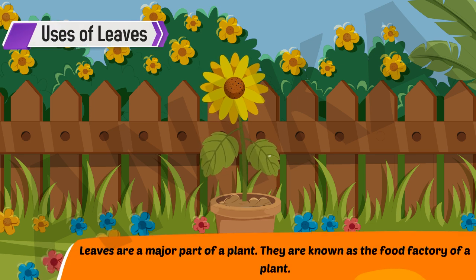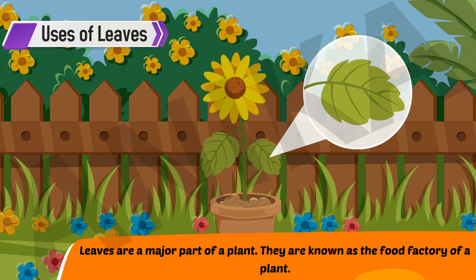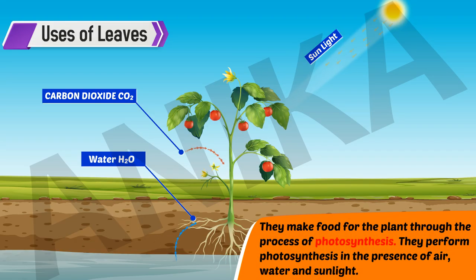Uses of leaves. Leaves are a major part of a plant. They are known as the food factory of a plant. They make food for the plant through the process of photosynthesis. They perform photosynthesis in the presence of air, water, and sunlight.